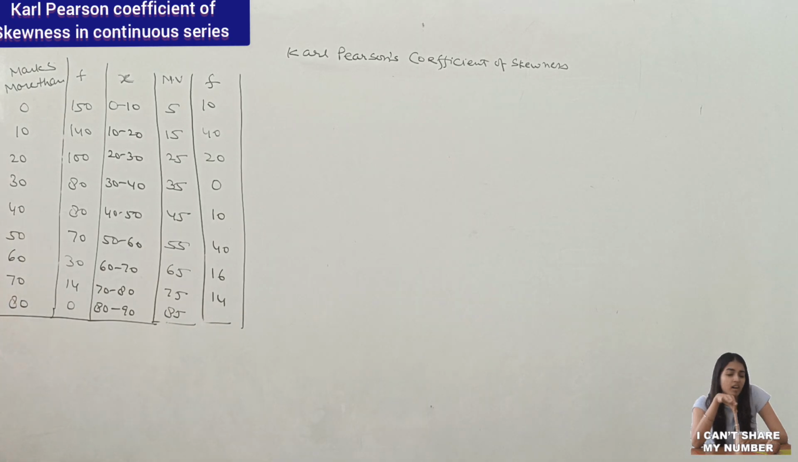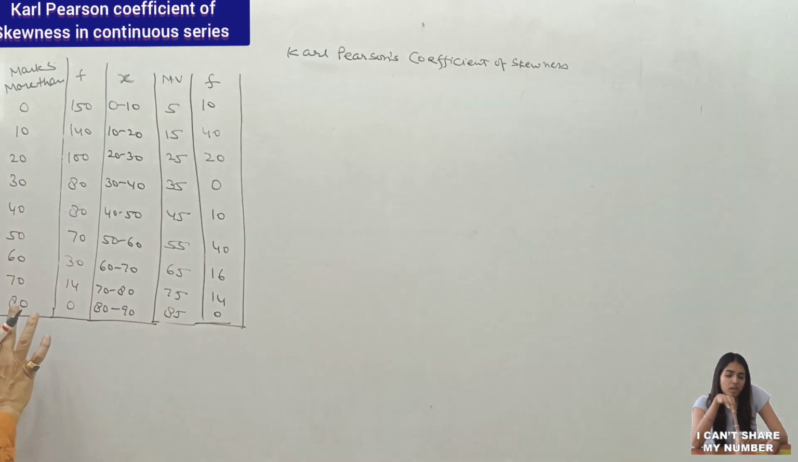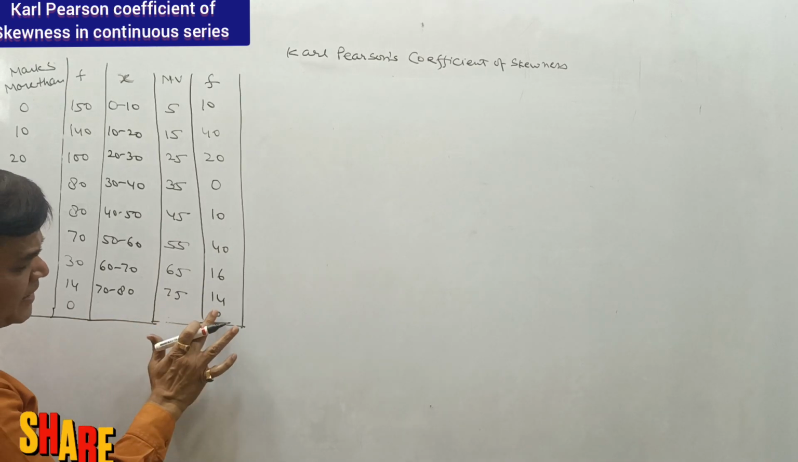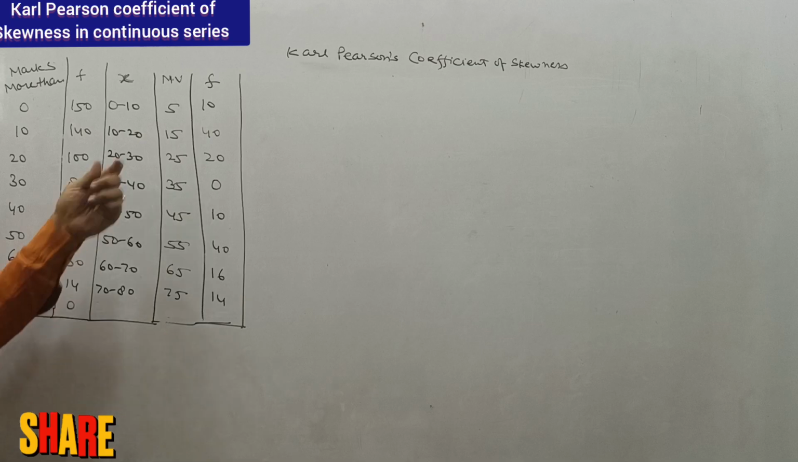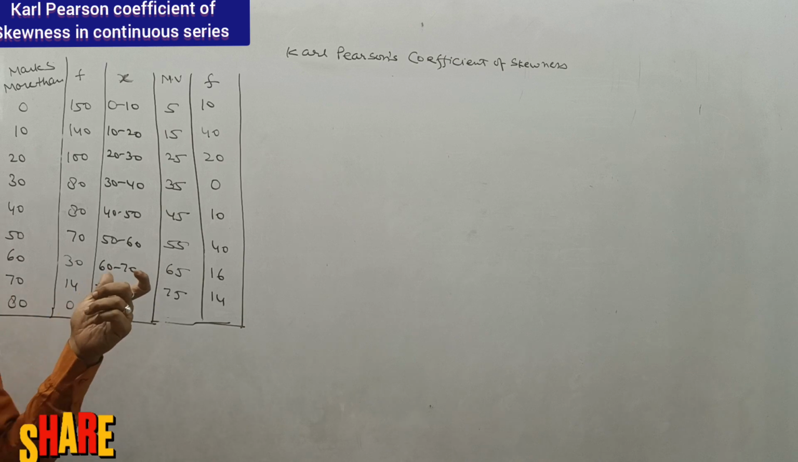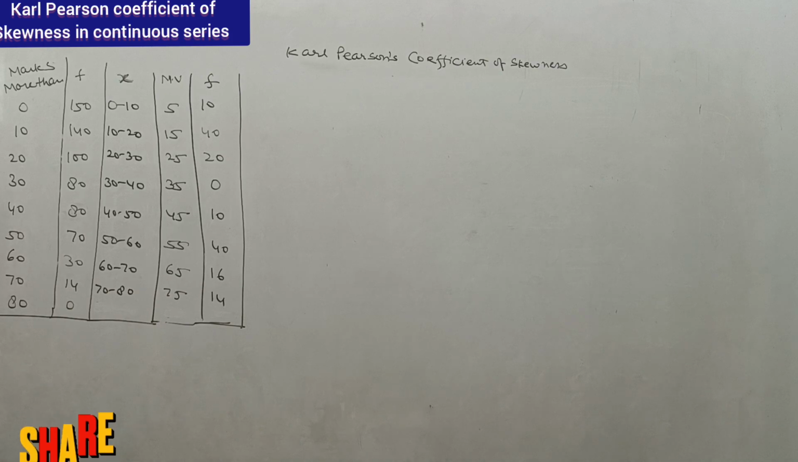It means for 80 to 90 we again have 0 frequency. More than 80 is 0, it means 80 to 90 is 0. So we do not want to write 80 to 90 here because the frequency is 0, so there is no use of this. So I am deleting this. Here we will say there is a bimodal series, 40 here also and here also. So we will not calculate the mode here, because in this we have two modes.